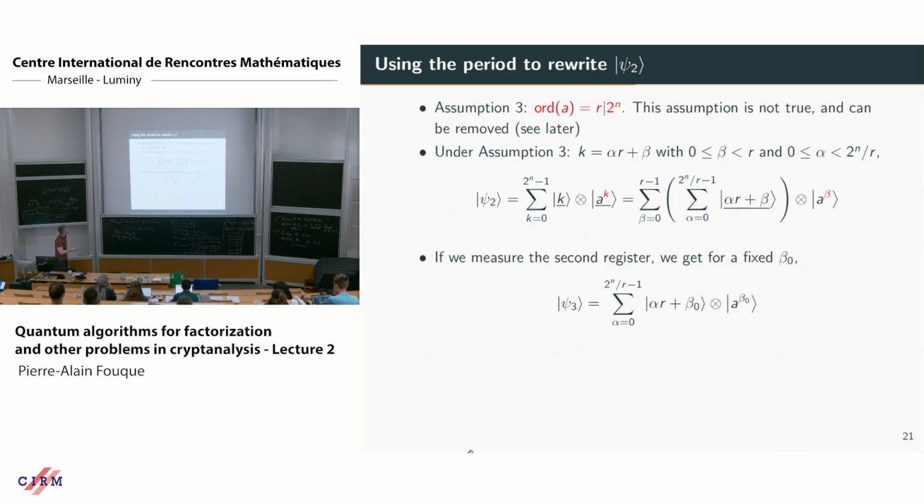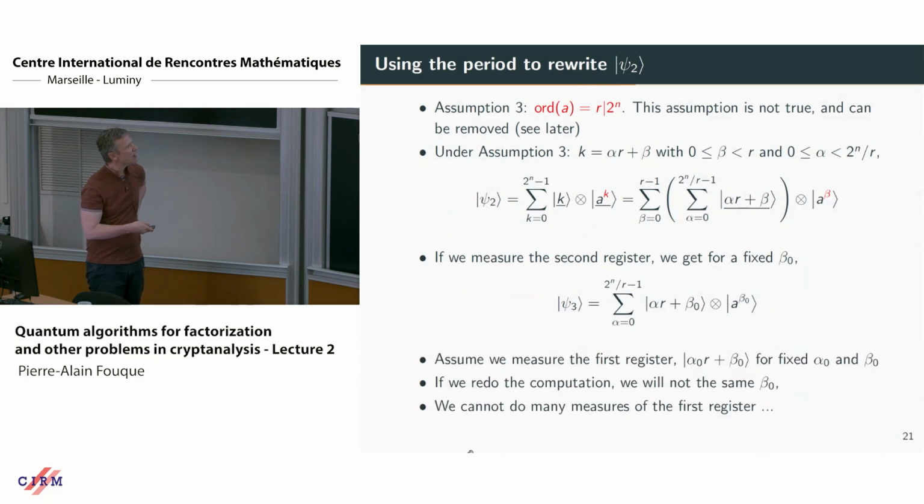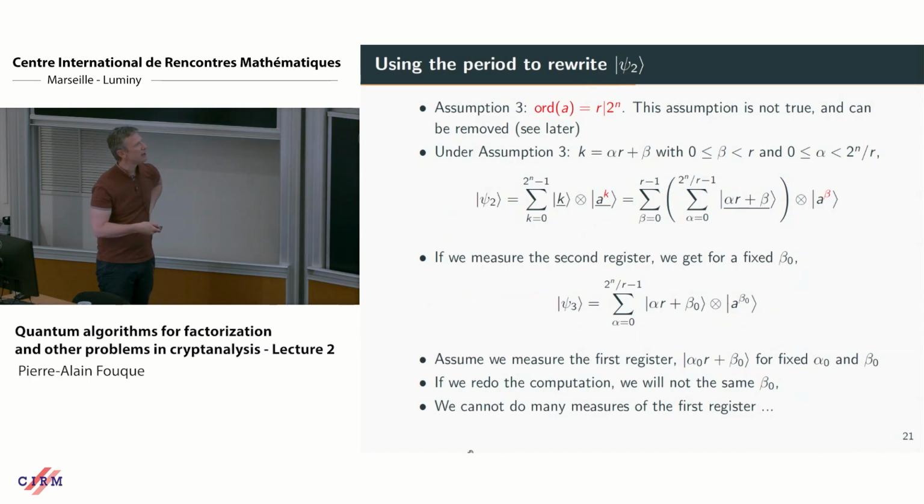If I measure the second register, it will collapse to some value, and the sum will disappear because I will select one of the r different beta, and at some point I have a sum of elements as we did this morning. Now let me explain why we cannot just observe the output. If we observe the output of the first register, all the outputs will have exactly the same probability, so we will have the same probability to observe any of these states.